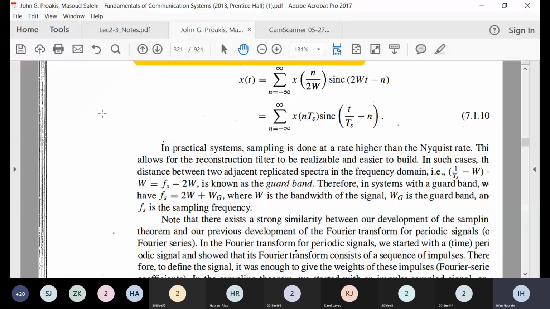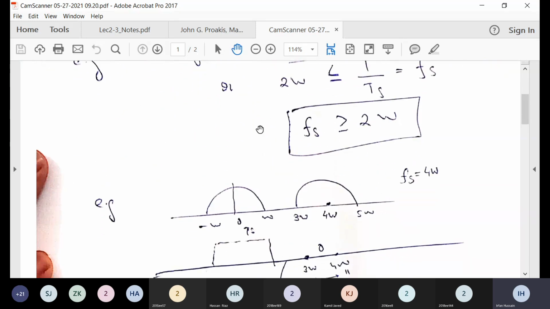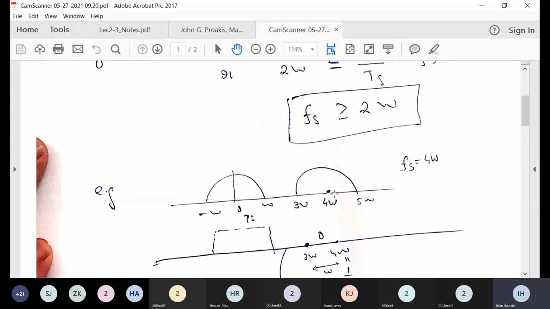So now what happens in practice? In practice, usually the sampling is done at a rate higher than the Nyquist rate. You also put a guard band, which is between W and 1 over Ts minus W. This is practical: you sample at a frequency higher than the Nyquist frequency, let us say 4W.